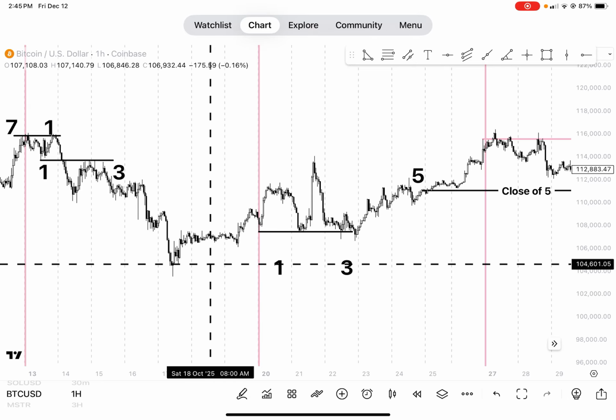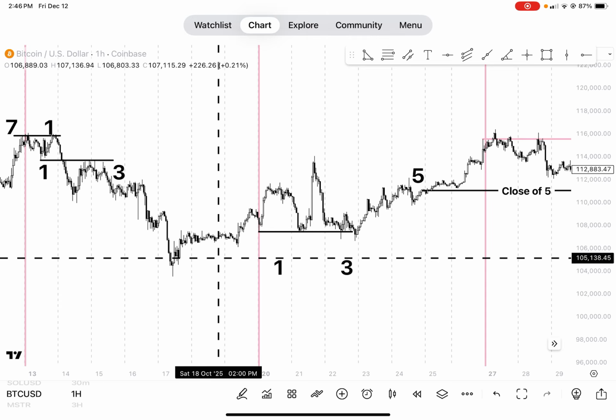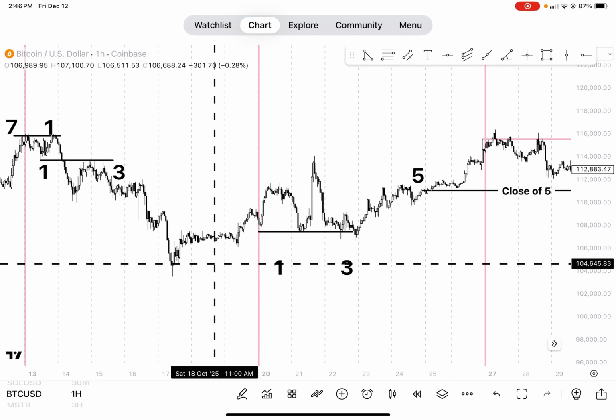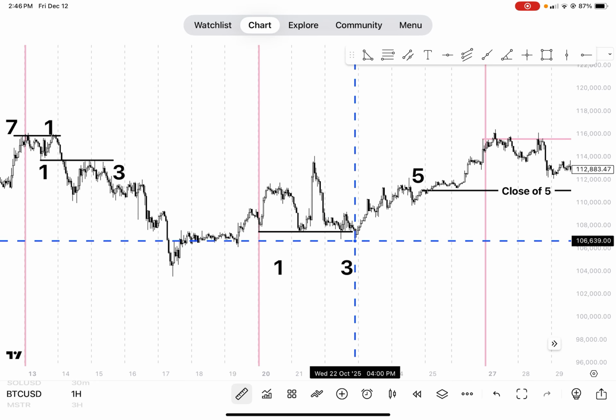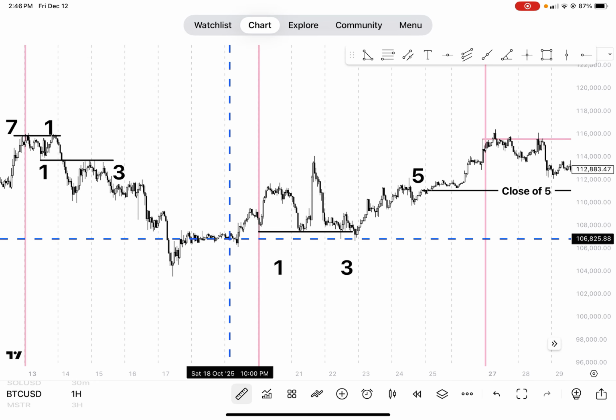I've just done this quick to give you a sense. Now you can really get into this and have a lot of stuff marked up, but I'm just spacing it out and giving you a light sense of flow, because these are some pretty decent moves.